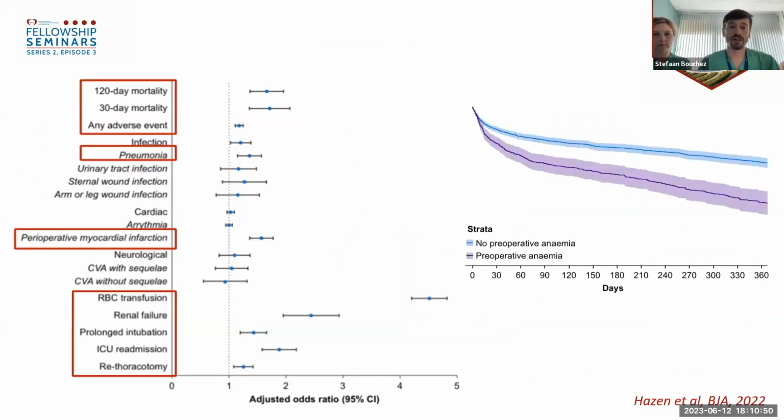So a Dutch study with more than 35,000 patients from 2022 confirmed that anemia is a risk factor for, or increases mortality in the postoperative period, and also increases adverse events like pneumonia, perioperative myocardial infarction, transfusion, renal failure, and so on.